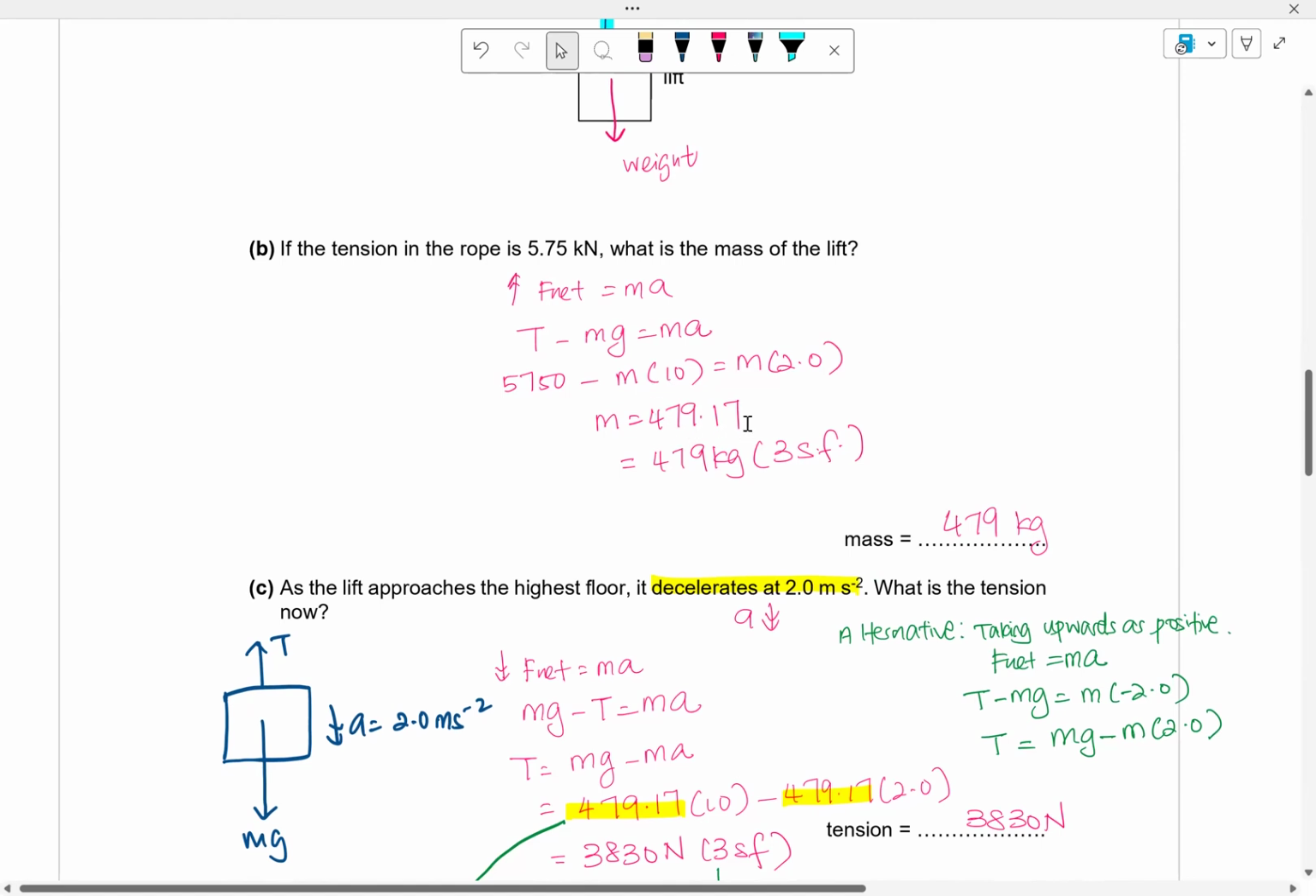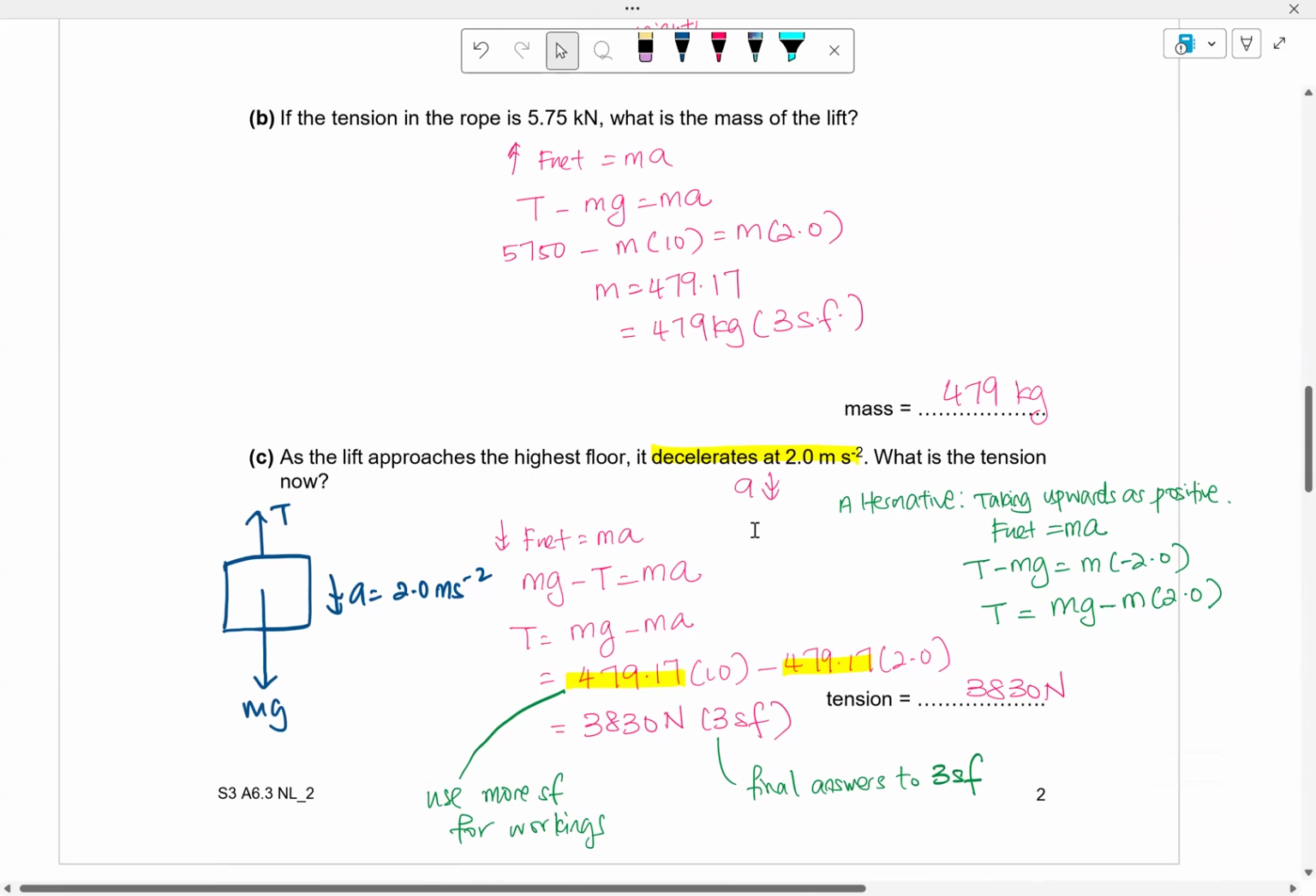Everyone, please take note, okay? When you need the m for subsequent calculations, you should indicate for yourself more SF of the value of m, so that you can avoid rounding off error in subsequent steps. Okay, of course, in this particular question, if you didn't use 5SF, you probably will still end up with the same answer, 3830. But sometimes you may just end up with a rounding error where the third SF may change, okay?